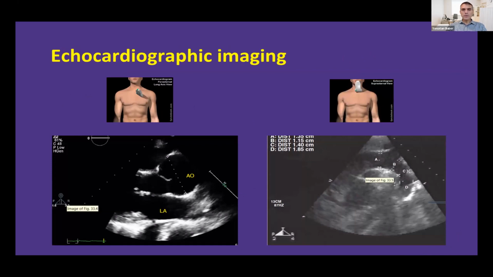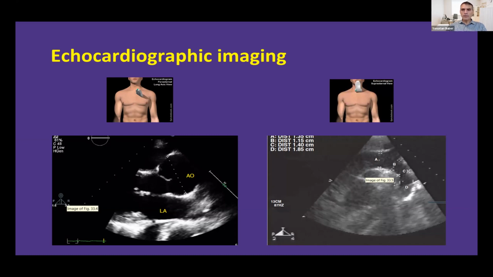In terms of the imaging modalities, we mainly use two modalities. The first one is the echocardiogram that you can see here. On the left-hand side of this slide, you can see what we call the parasternal view, in which the probe is placed lower on the chest wall, and we get the root of the aorta, which you can see on the bottom left side of the slide, next to the letters AO, and this provides us with a good measurement of the aortic root on the echo.